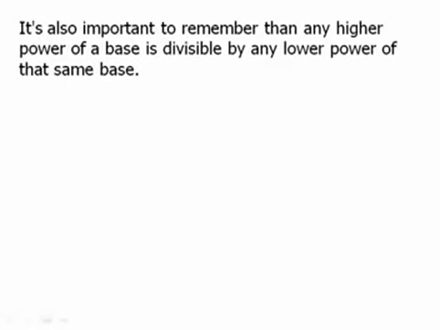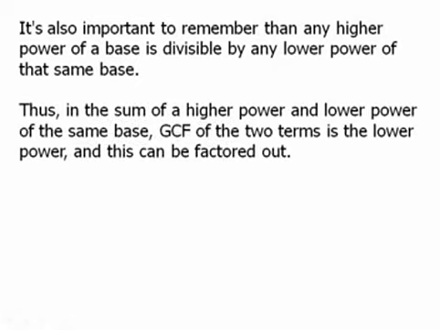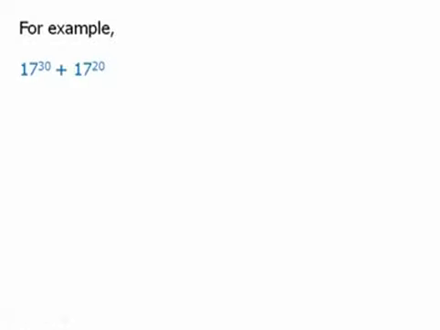It's also important to remember that any higher power of a base is divisible by any lower power of that same base. Thus, in the sum of a higher power and a lower power of the same base, the greatest common factor of the two terms is the lower power, and this can be factored out because a lower power is always a factor of a higher power. So for example, 17 to the 30th plus 17 to the 20th. Well, first of all, we know that 17 to the 30th has to be divisible by 17 to the 20th. We know one is a factor of the other.